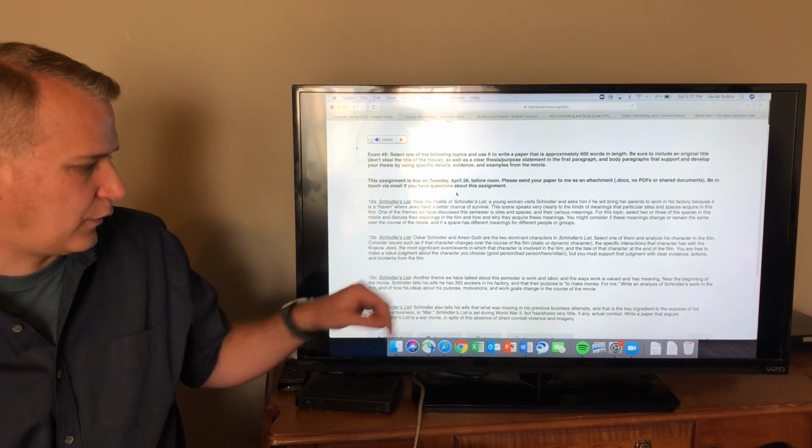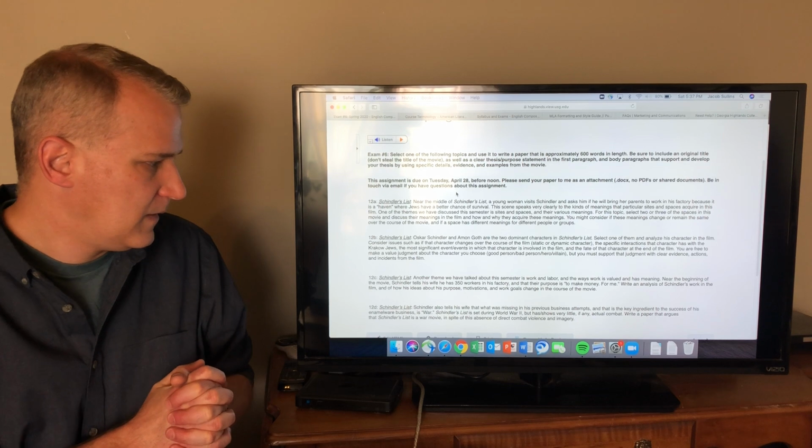The second topic: Oskar Schindler and Amon Goeth are the 2 main characters in Schindler's List.